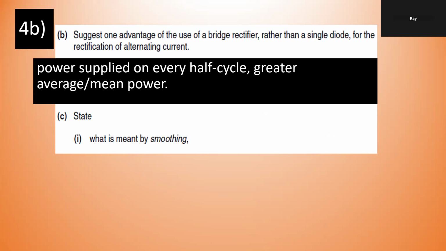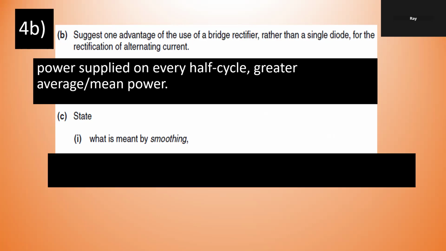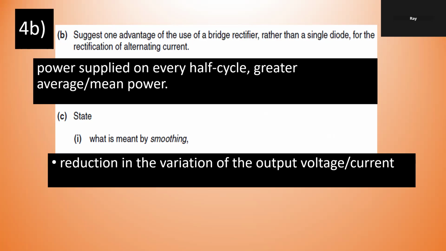What is meant by smoothing? Reducing the fluctuation. Reduction in variation of the output voltage. You want to make the output voltage constant, uniform.